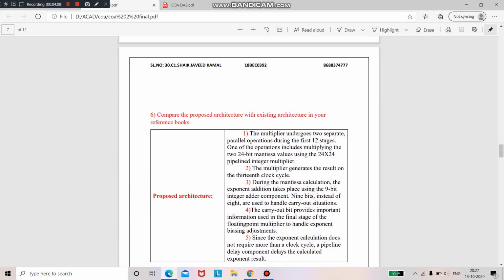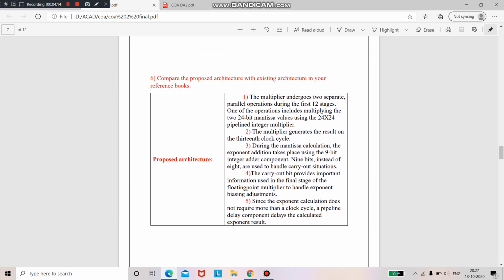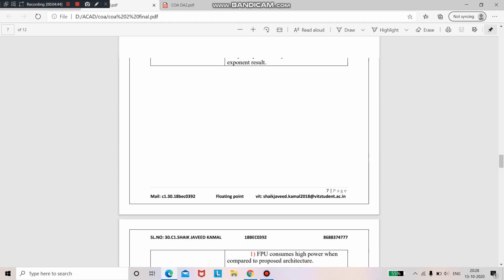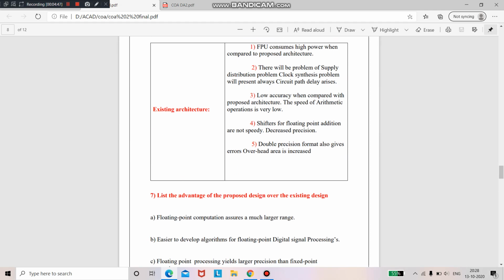Coming to the sixth question, compare the proposed architecture with the existing architecture in our reference book. In the proposed architecture, it's quite interesting that the multiplier undergoes two separate parallel operations during the first 12 pages. One operation multiplies the two 24-bit mantissa values using the 24x24 pipelined integer multiplier, whereas in the existing architecture the FPU has power supply distribution problems, clock problems, and synthesis problems. Here are some differences between the proposed and existing architectures.